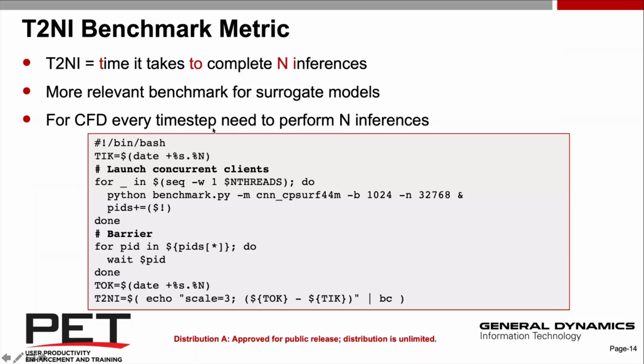And the way we implemented this was through a bash script, where we take a timestamp and then launch a number of inference requesting clients in the background. Then we have a barrier to wait till they all finish, and then we take another timestamp and compute the difference.